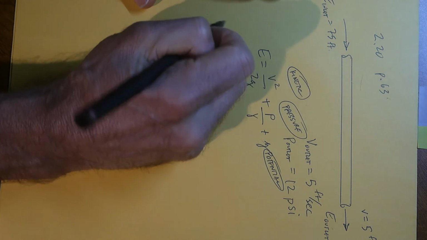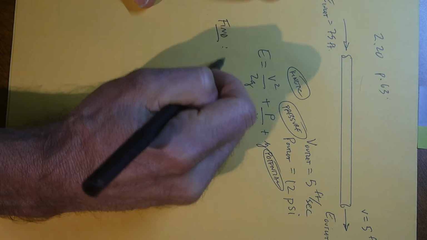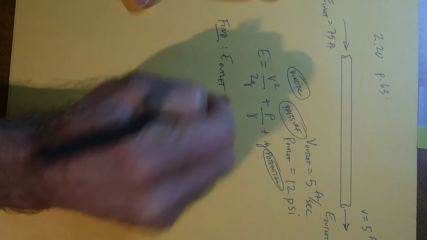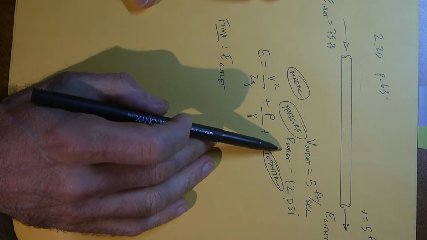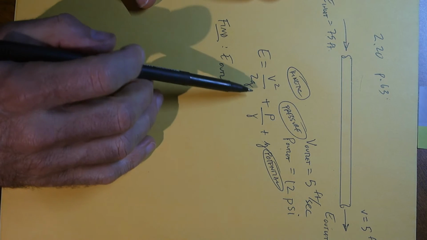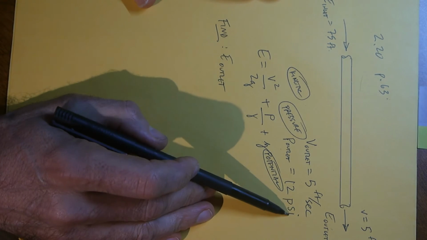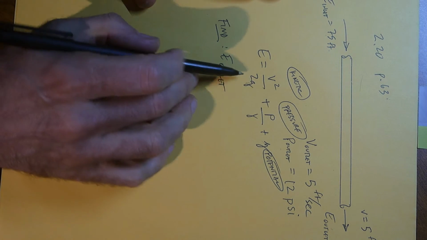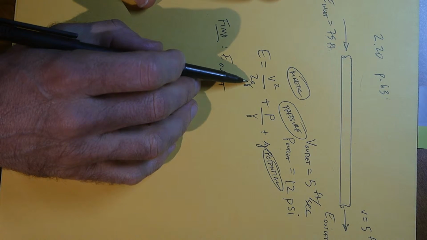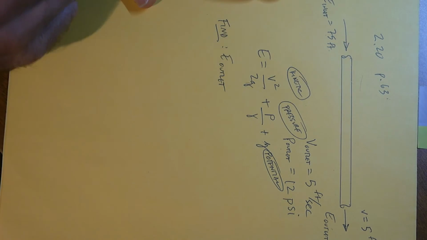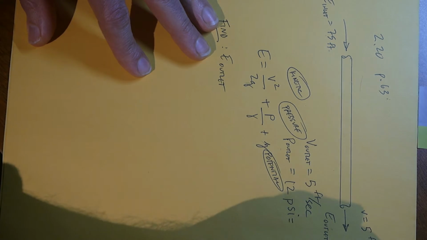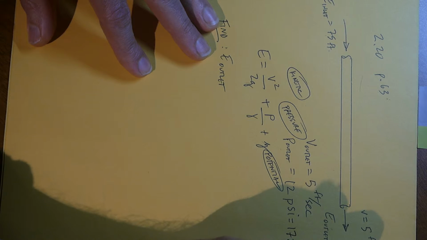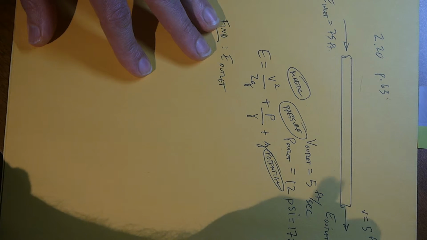So ultimately we need to find E outlet. Okay, and it gives us the velocity in feet per second, and it gives us the pressure in psi. So I'm thinking we probably want to get rid of the inches and change it to feet. We know gravity is 32.2 feet per second squared, so that's feet, and everything else is in feet and seconds. So let's go ahead and convert the pressure. And I know you guys can do this, but I'm just going to do it real quick. 1728 pounds per foot squared.